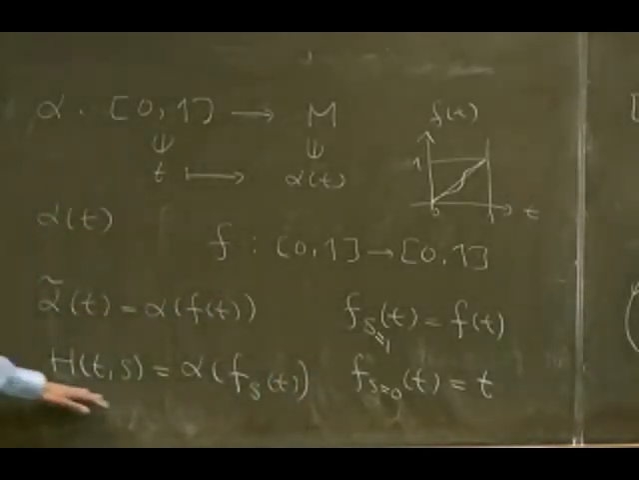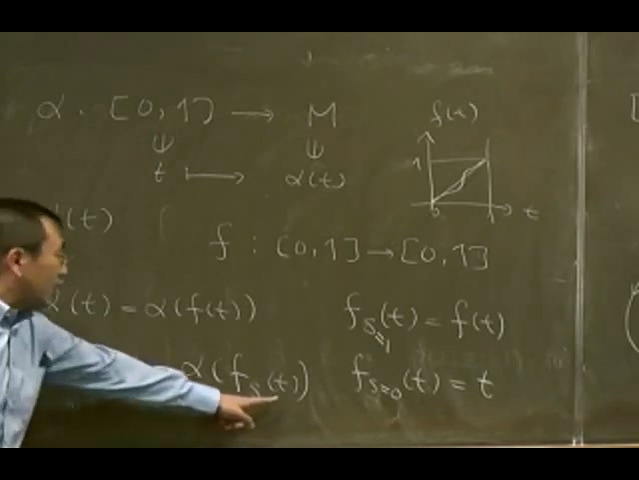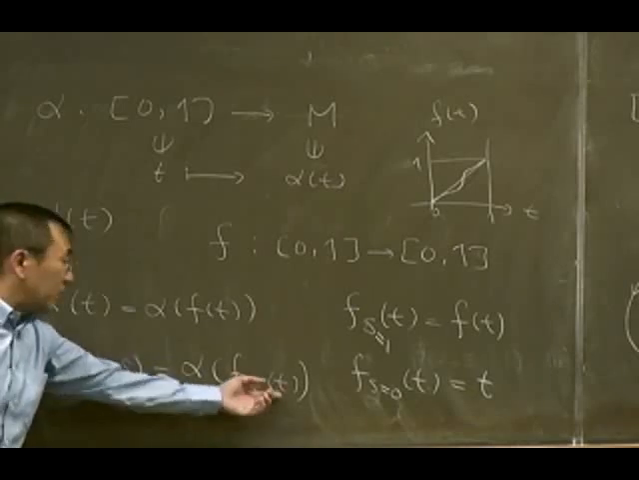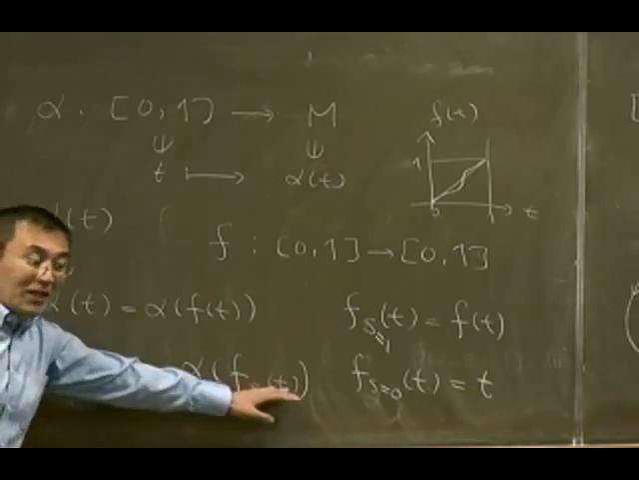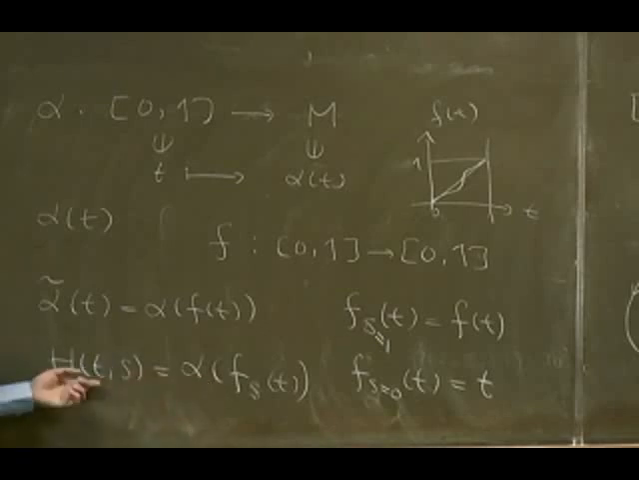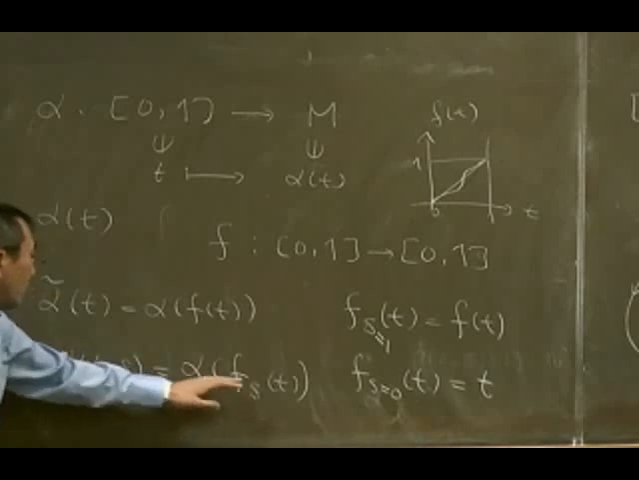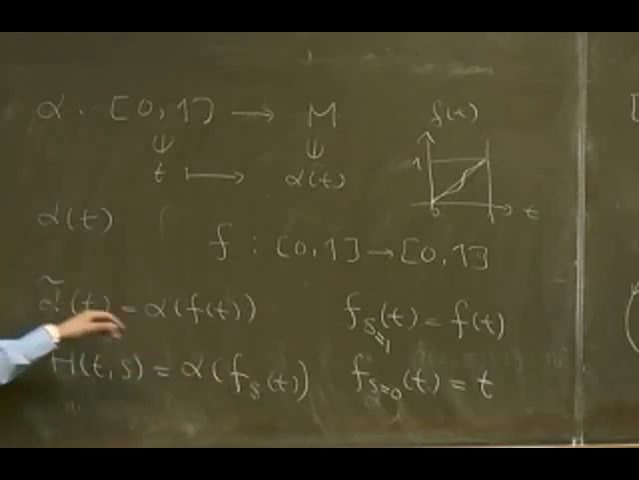So this is a continuous family of maps. It satisfies the required property because at t equals 0, f equals 0 also, so this is x naught. At t equals 1, this is x naught. And then at s equals 0, this is the original map alpha. At s equals 1, this is this map. And this is a continuous map.